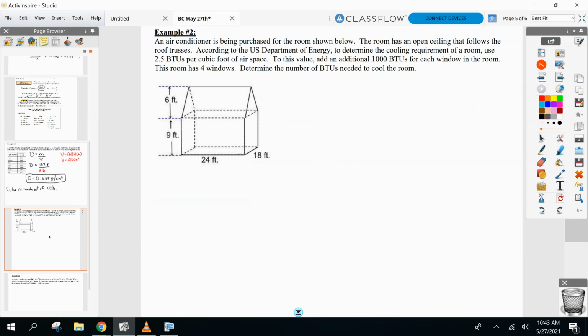All right, we got our house. We're going back to BTUs. This is a little bit more complex than the one you had for homework the other night.